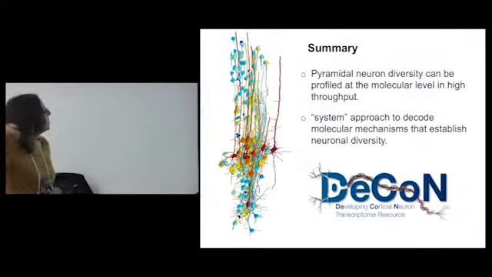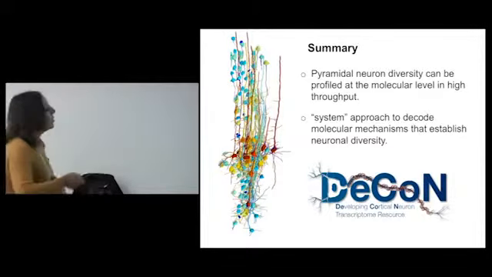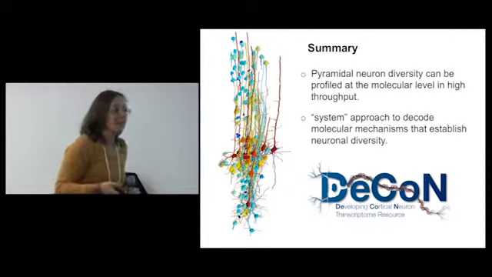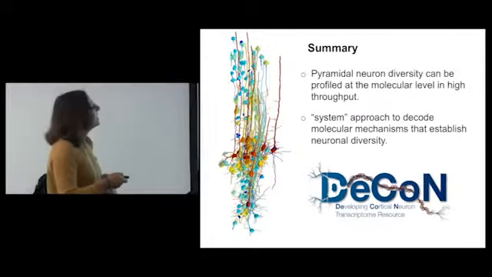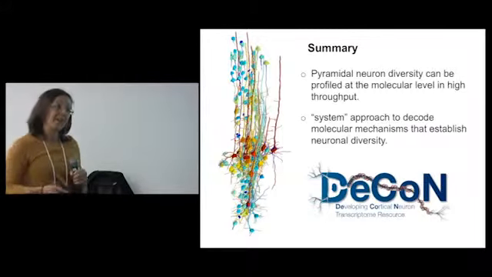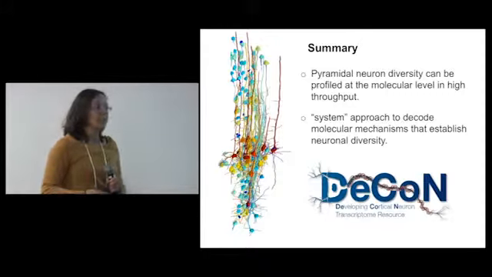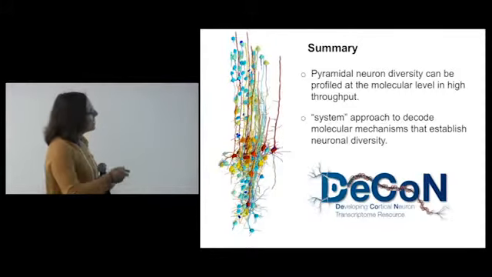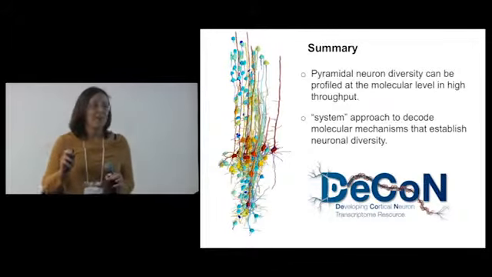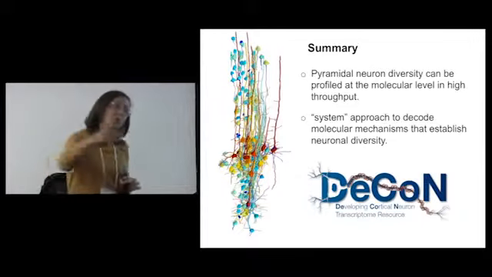All right, so to conclude, I think that pyramidal neuron diversity, and like pyramidal neurons, any other type of neurons of the central nervous system, can be profiled in high throughput. So this is the key word here. In high throughput, quite easily, without having to genetically label the cells. And this really opens the door to this systems-level approach, where you basically purify different classes of neurons from the same tissue at different stages of development through evolution.